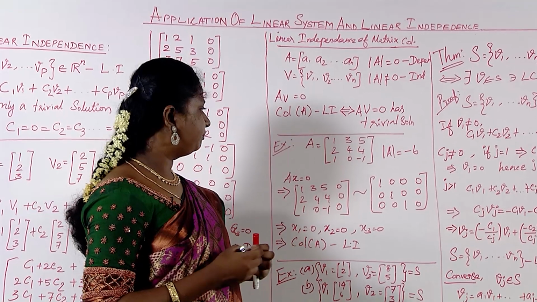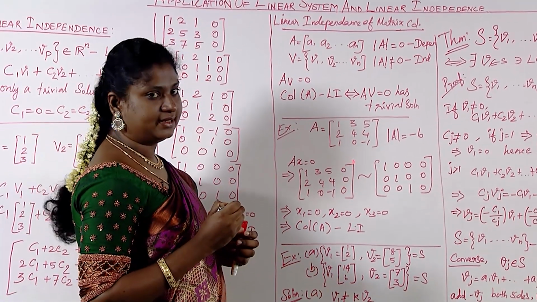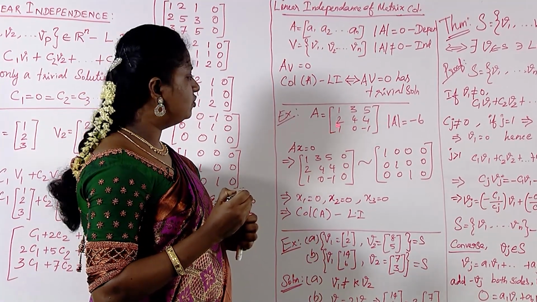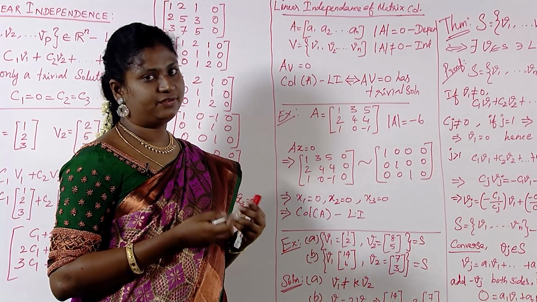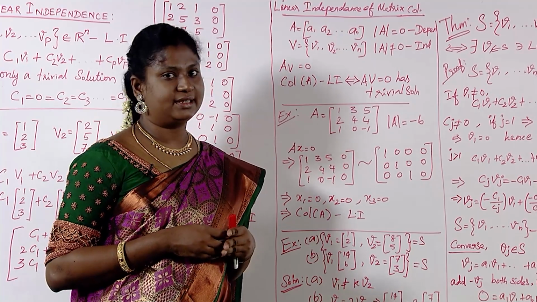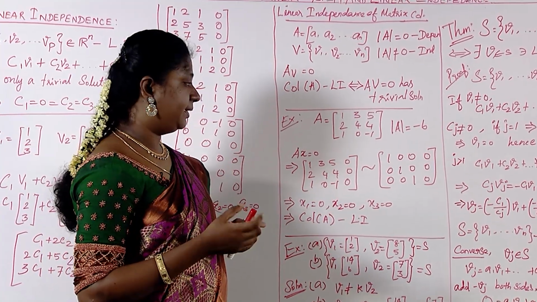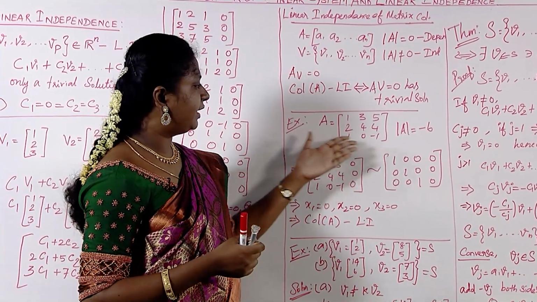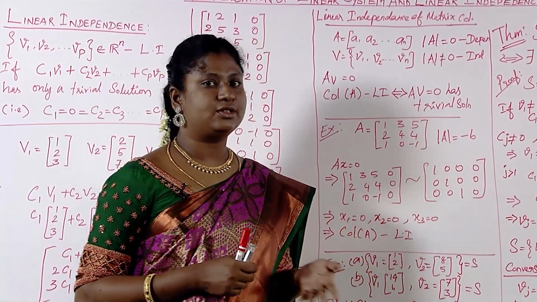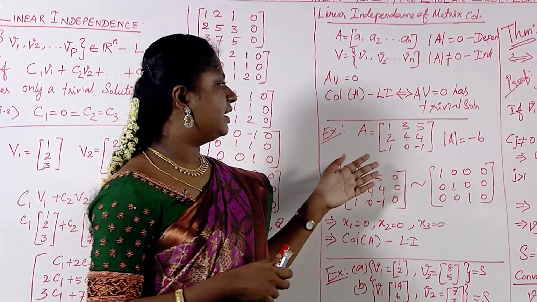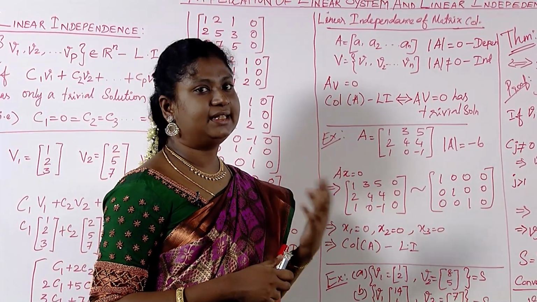The first one: we have this matrix 1, 3, 5, 2, 4, 4, 1, 0, minus 1. We said that if the determinant is non-zero, then the columns are linearly independent. So, I am just finding the determinant. I am getting the determinant to be minus 6. Minus 6 of course is not equal to 0, so from here itself I can say the column vectors are linearly independent.